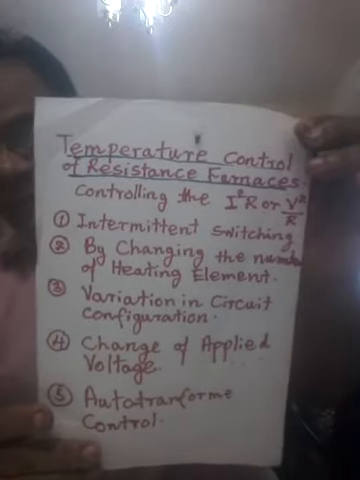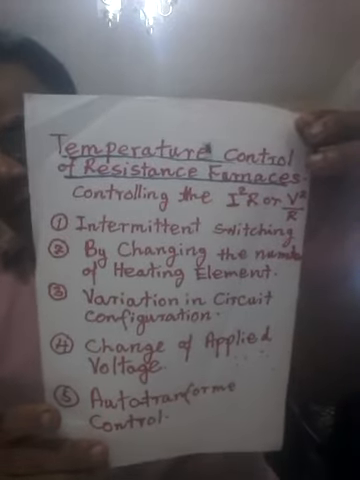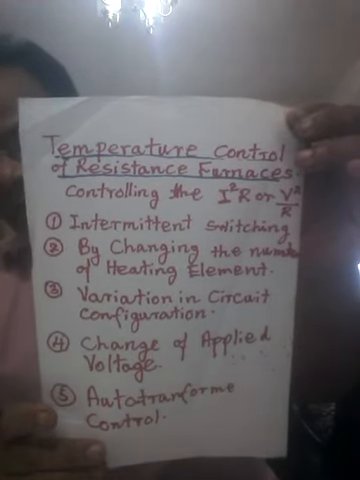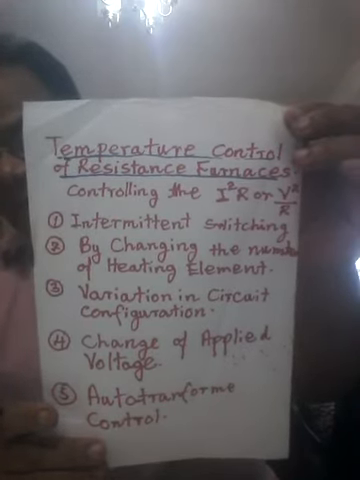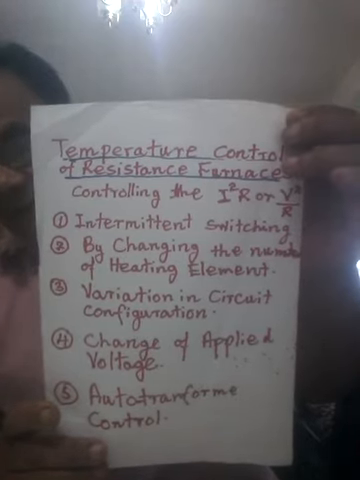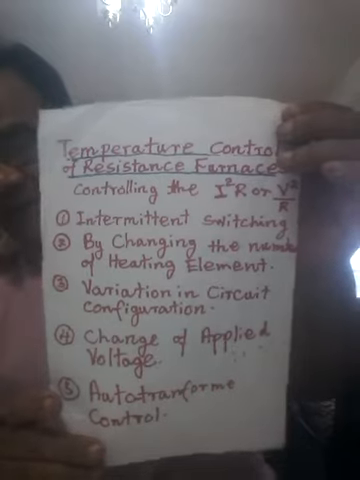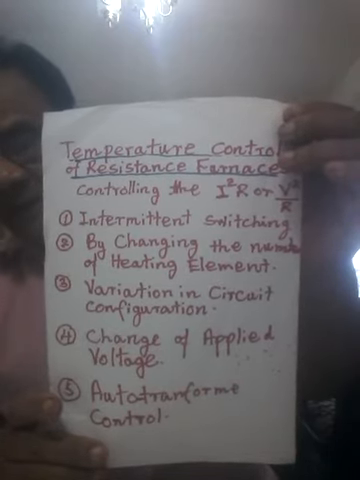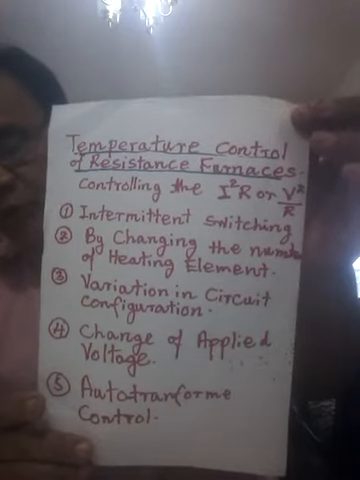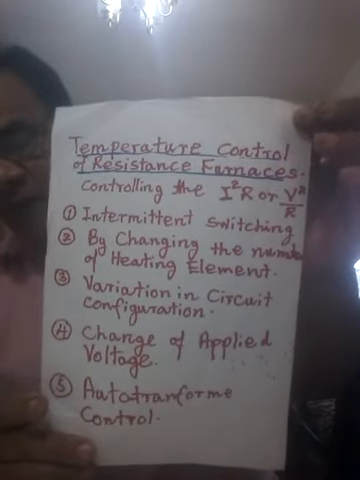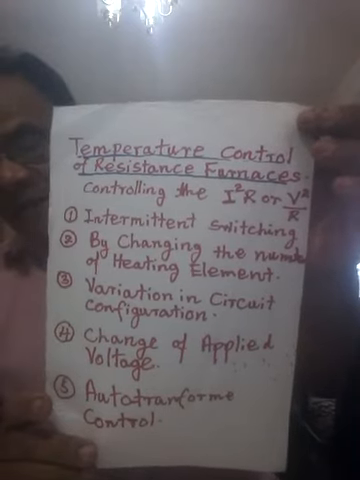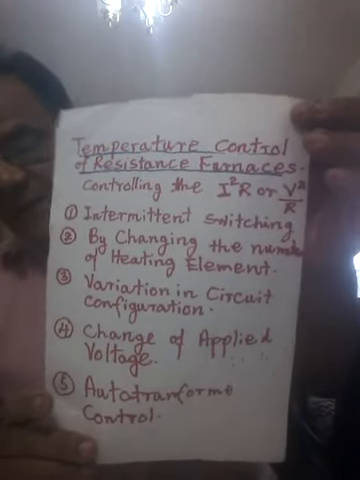For the beginning, intermittent switching. This is a very simple method. In this method the furnace voltage is switched on and off intermittently. Then I can give an example.